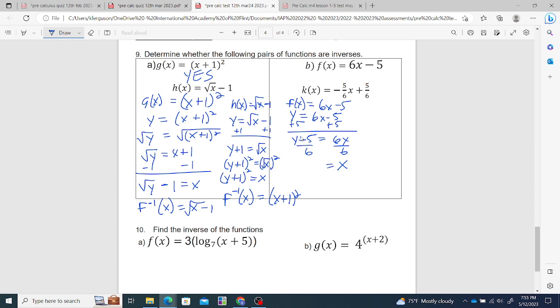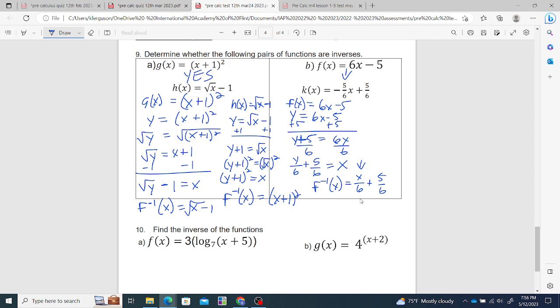If I divide both sides by 6, I'm going to just split the fraction up and say this is y over 6 plus 5 over 6. And then if I change it to function notation, the inverse function of f, I've been saying it wrong, that's going to be x over 6 plus 5 over 6. That isn't the same. This right here is different from that.